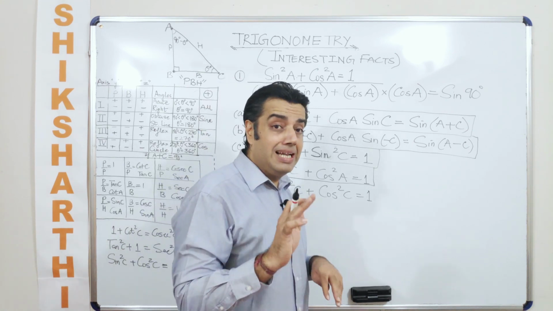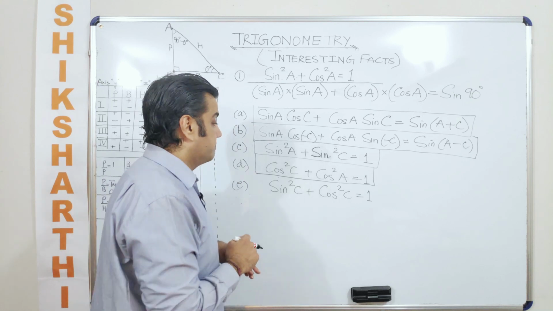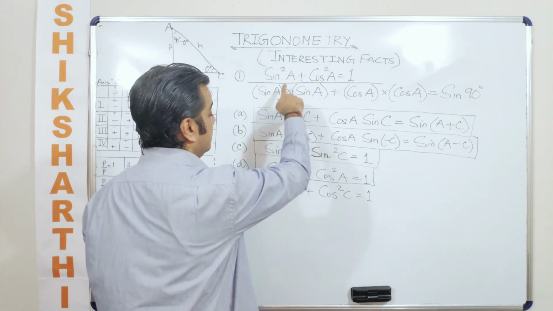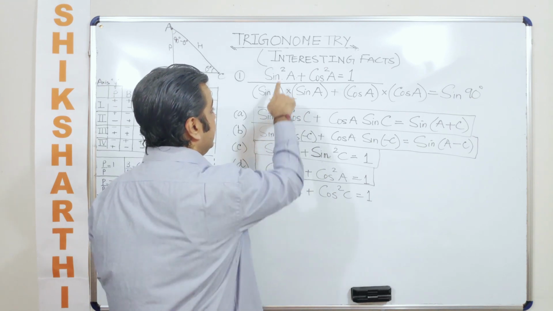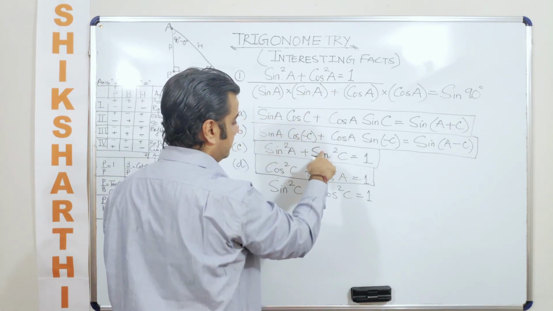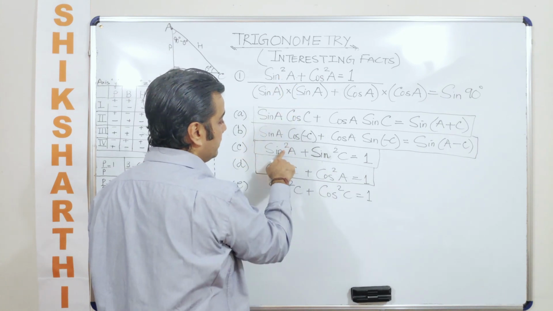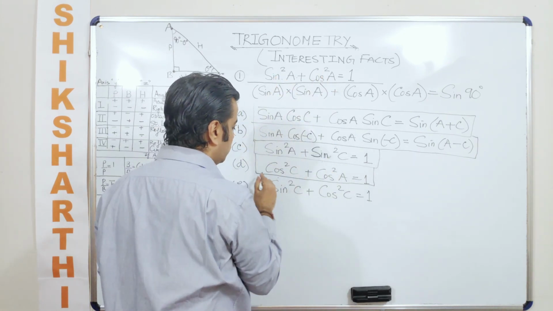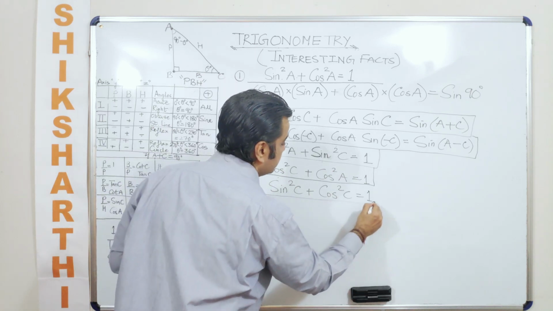Okay? The last fantastic experience is we are changing both. So what is the logic here? In these two, I had maintained one and changed the other. For example, here I had maintained sine square A and here I had maintained cos square A. But now in this final conclusive identity, I am changing both.